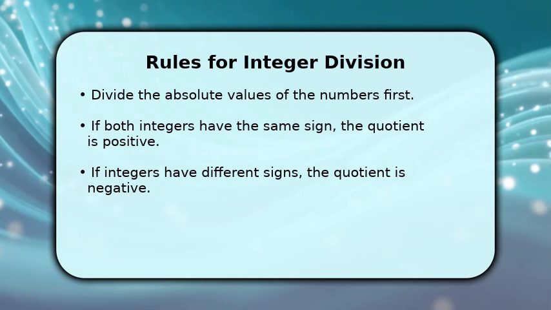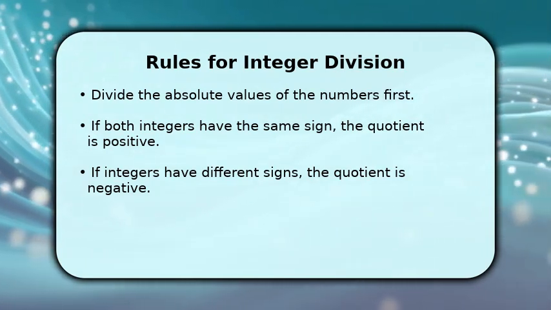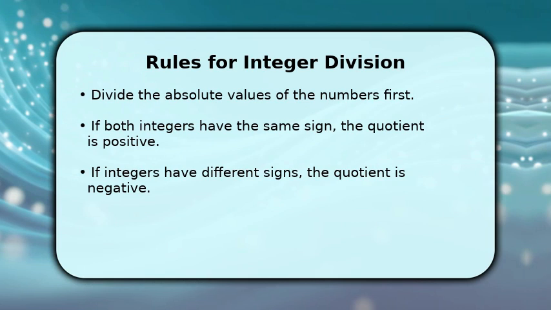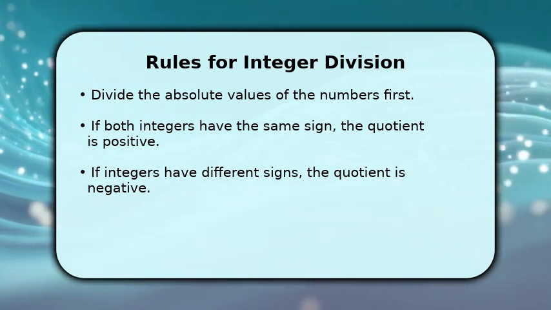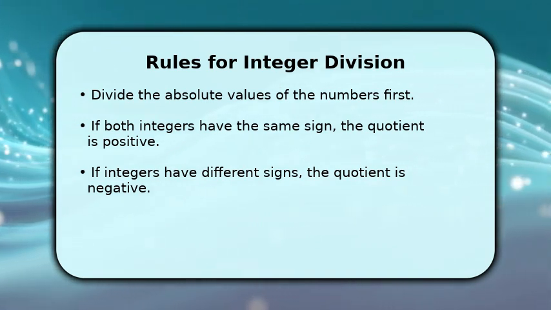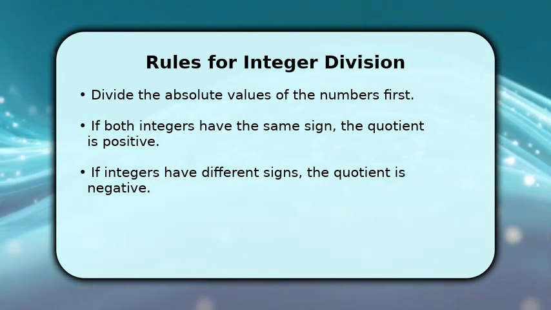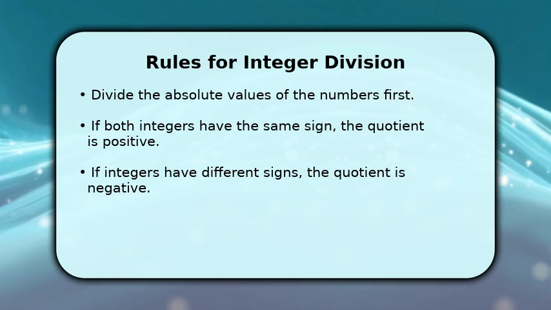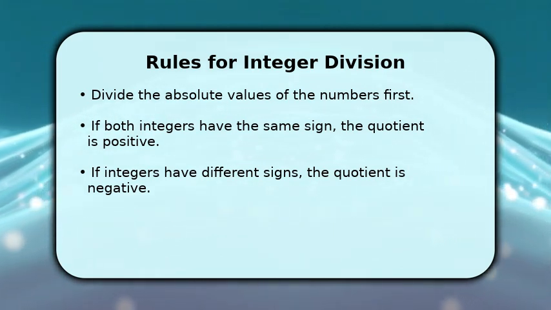The key to dividing integers lies in two simple rules. First, always divide the absolute values of the numbers, ignoring their signs initially. Then, determine the sign of your answer. If both original integers had the same sign, either both positive or both negative, your answer will be positive. However, if they had different signs, one positive and one negative, your answer will be negative.